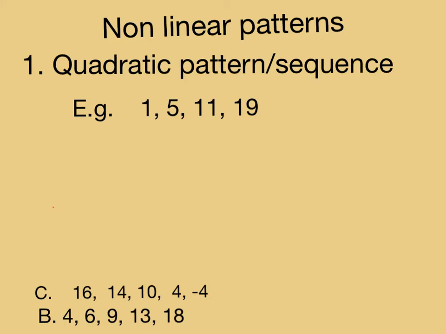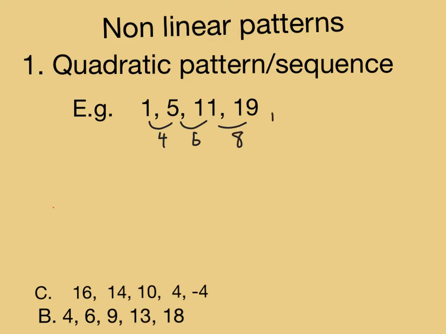Okay, so if you just take down that pattern there, 1, 5, 11, 19. Can anyone tell me what the differences are between these numbers? 4, 6, and 8. Very good. So our first difference is 4, between 5 and 11 it is 6, and between 11 and 19 it is 8.